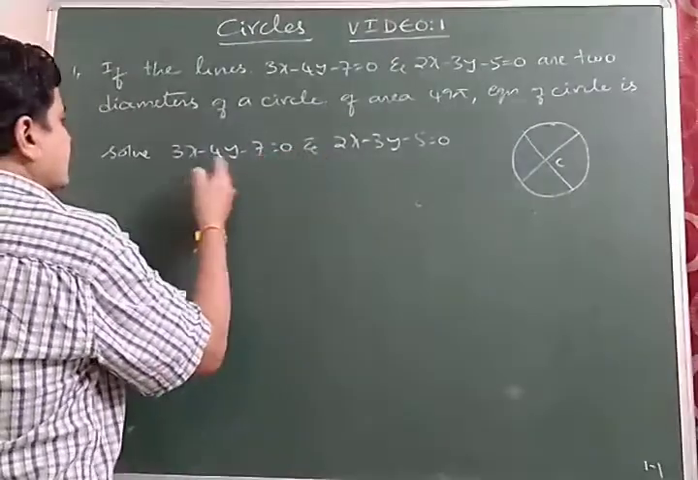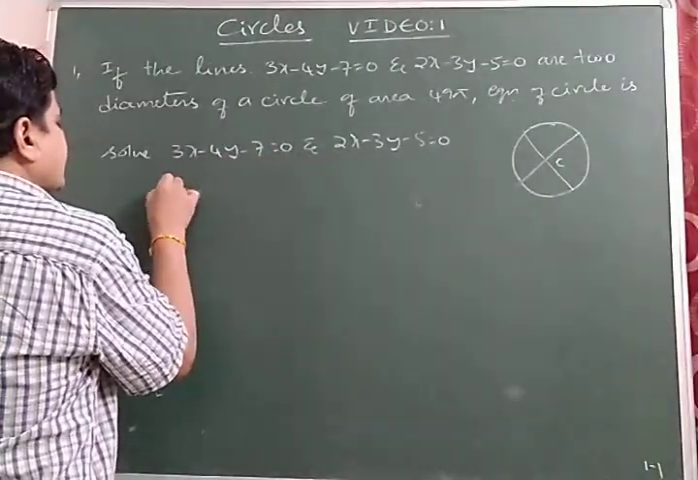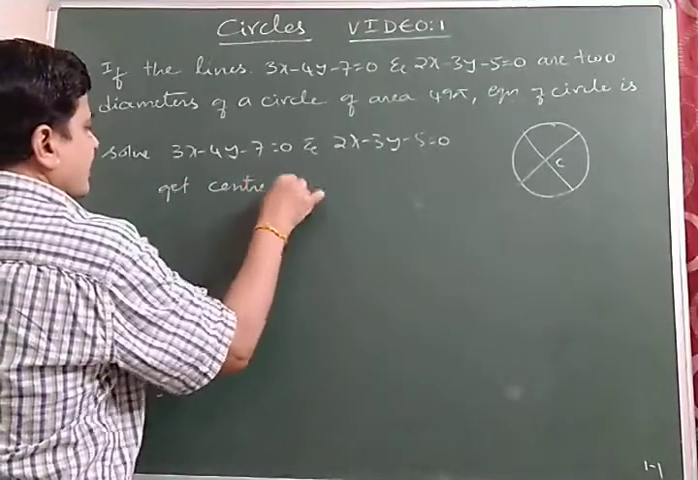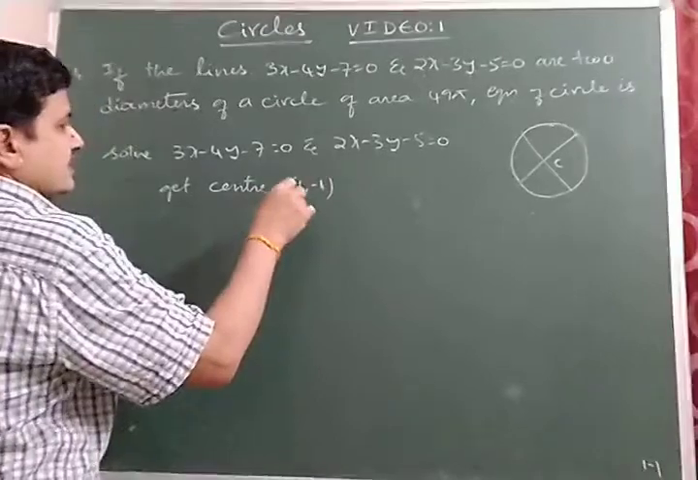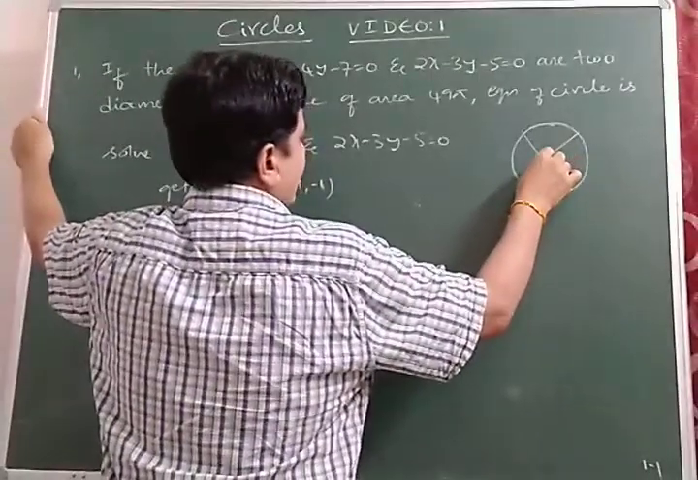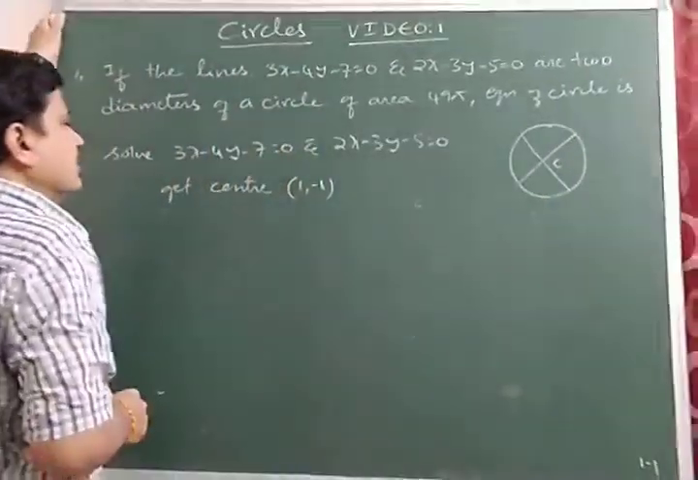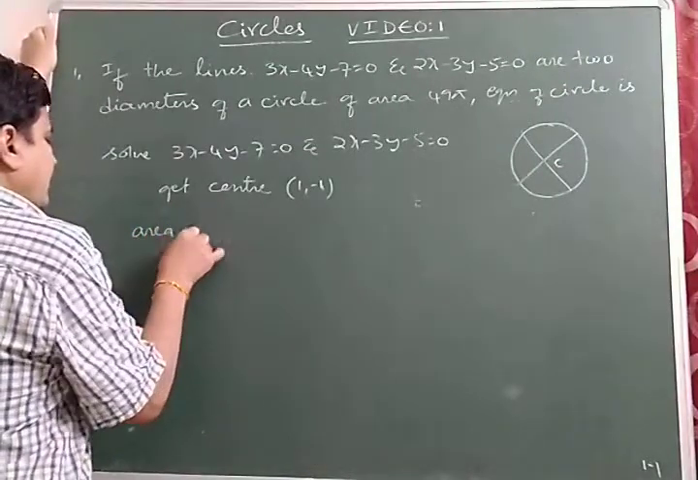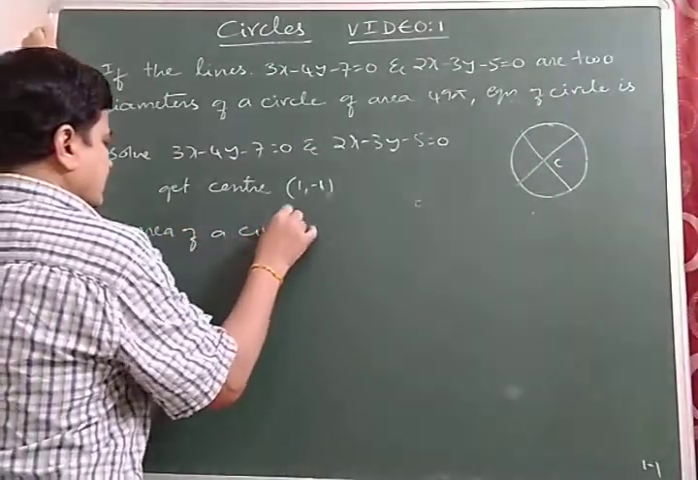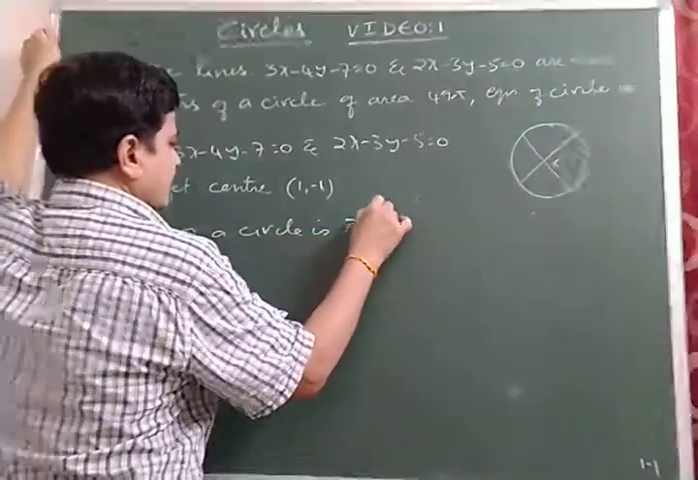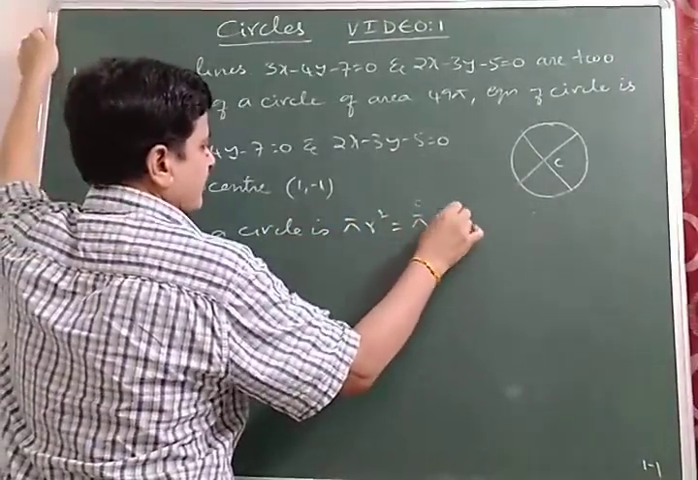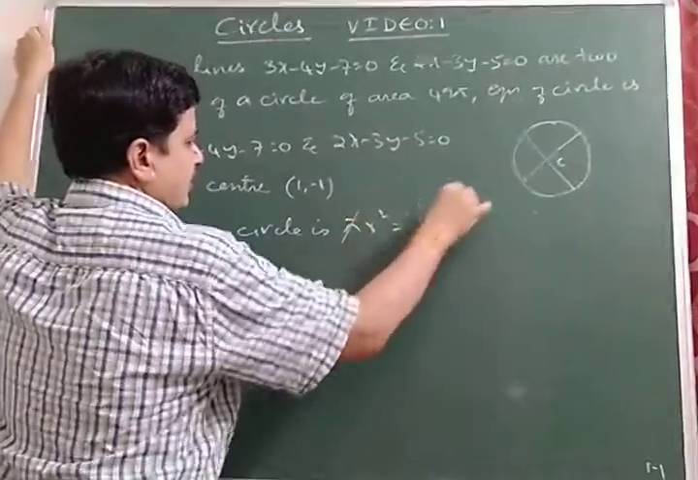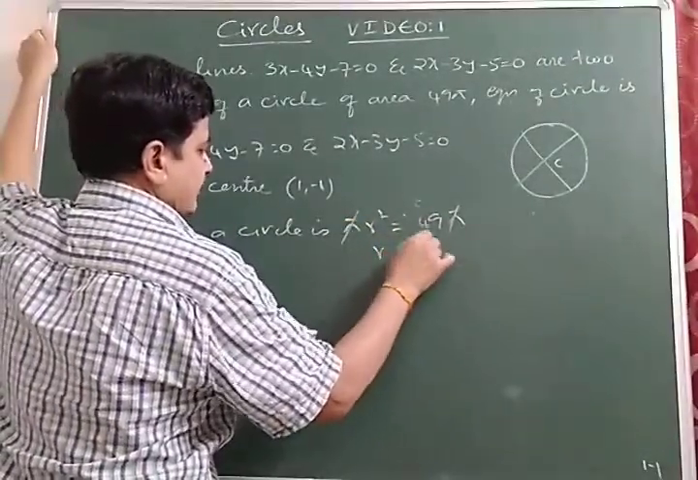Solving these two lines, we get the center (1, minus 1). The area of the given circle: area of a circle is pi r square, equal to 49 pi. Pi is cancelled, so r is equal to 7.